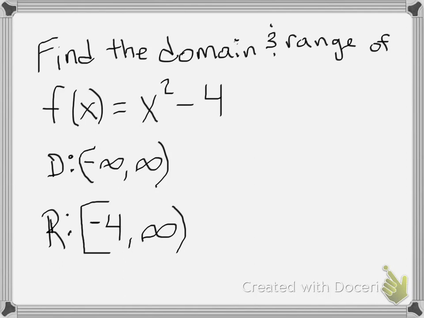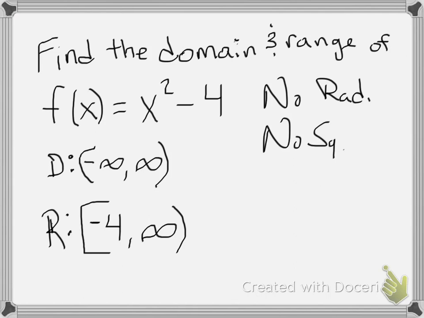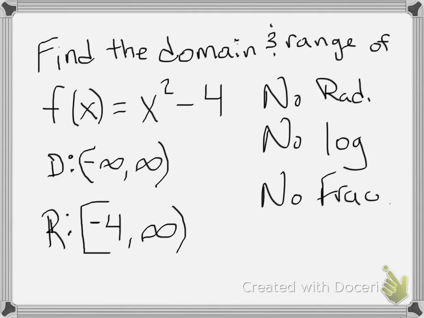In general, if there's no radical, if there's no square root, I'm sorry, that is a radical, if there's no logarithm of any type, and if there's no fraction, well then generally speaking, this does not hold true always, but generally speaking your domain is going to be negative infinity to positive infinity. See, because when you're doing domain, you're trying to figure out what can you plug in for x. Well, I can square any number. I can add and subtract any number to any number. I can multiply and divide any number to any number, except I can't divide by 0, which is why this whole no fraction thing is there.